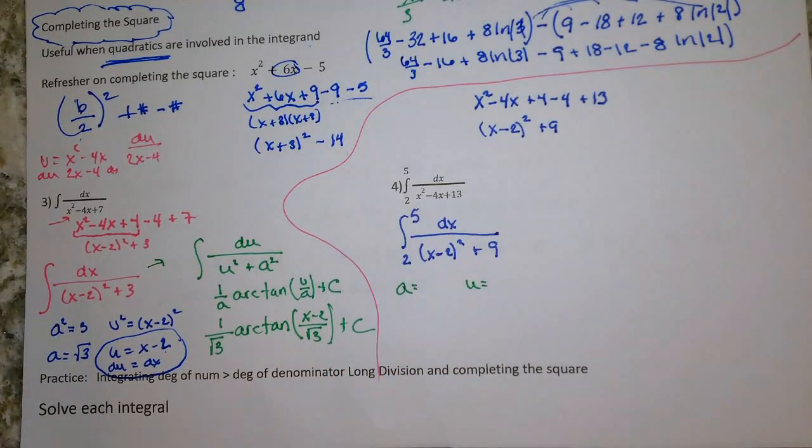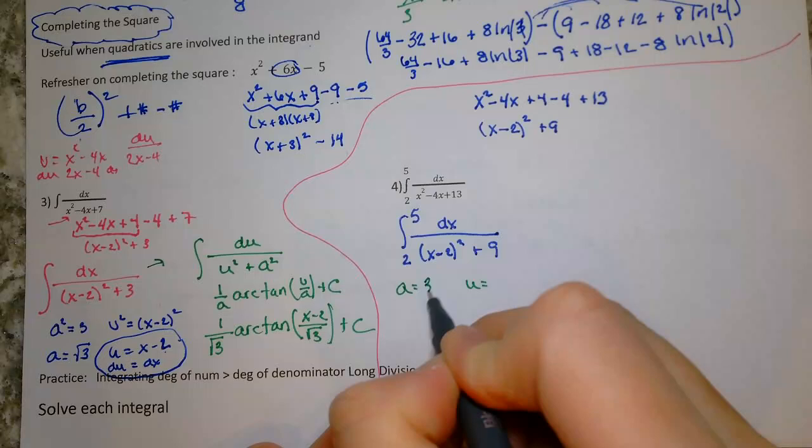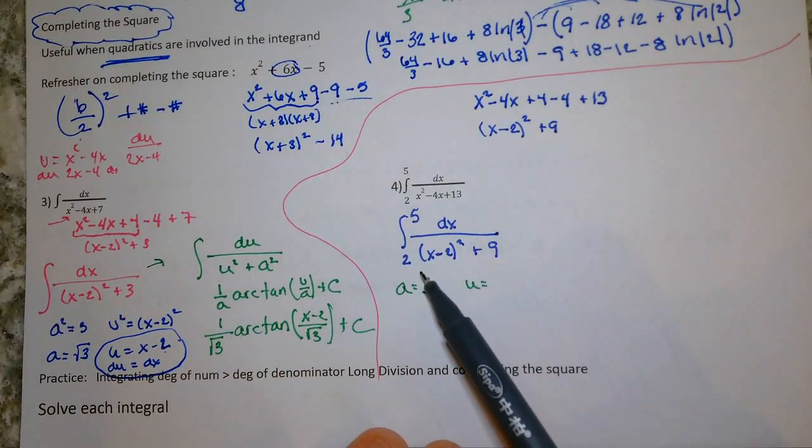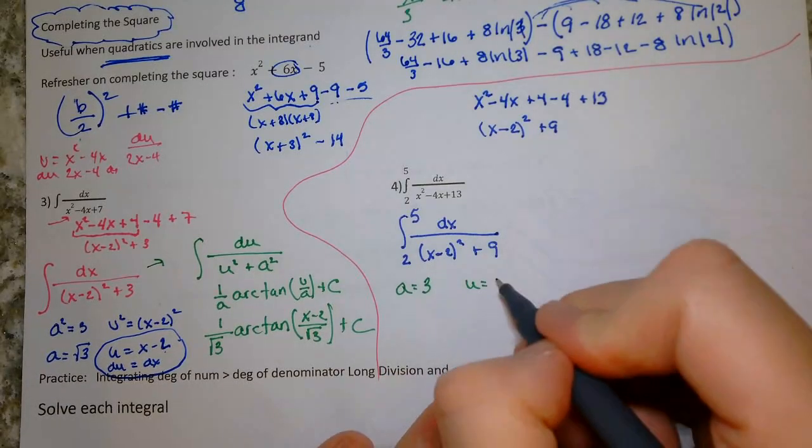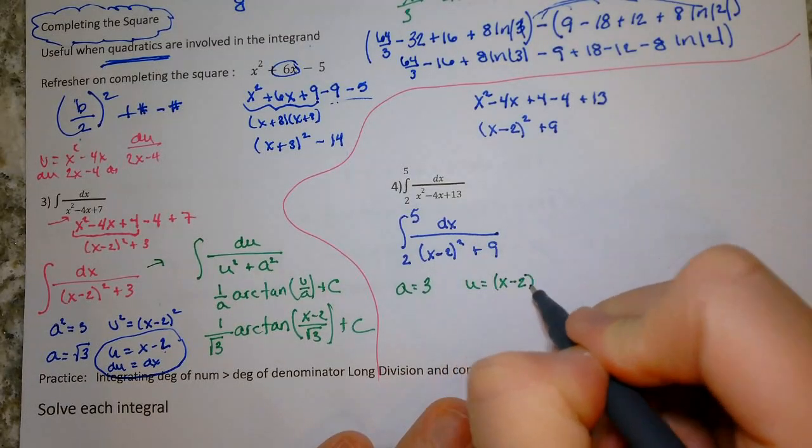All right, so who is the a and who is the u? And you do it in your head by now. What's the number you're squaring to get 9? Hopefully you've got a 3 there. And who are you squaring to get (x minus 2) squared? Well, you're squaring x minus 2.